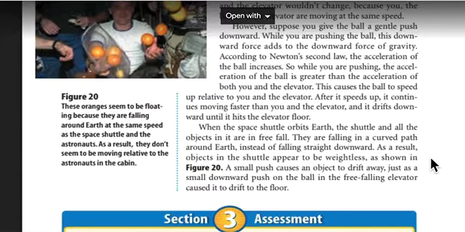When the space shuttle orbits the Earth, the shuttle and all of the objects in it are in free fall. They are falling in a curved path around the Earth instead of falling straight downward. As a result, the objects in the shuttle appear to be weightless, as shown in Figure 20.